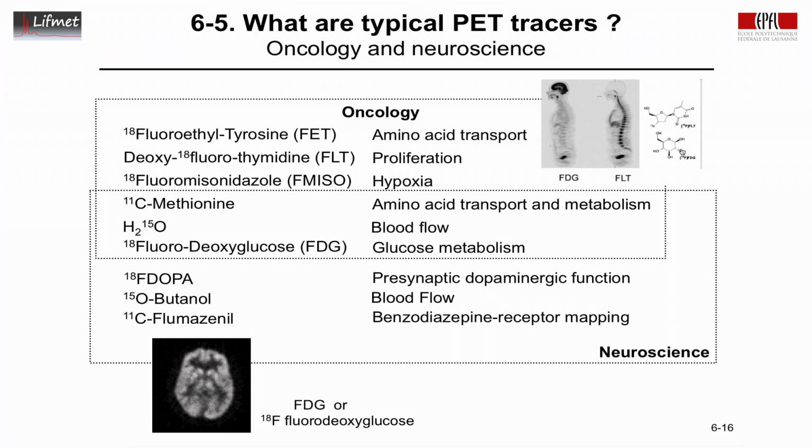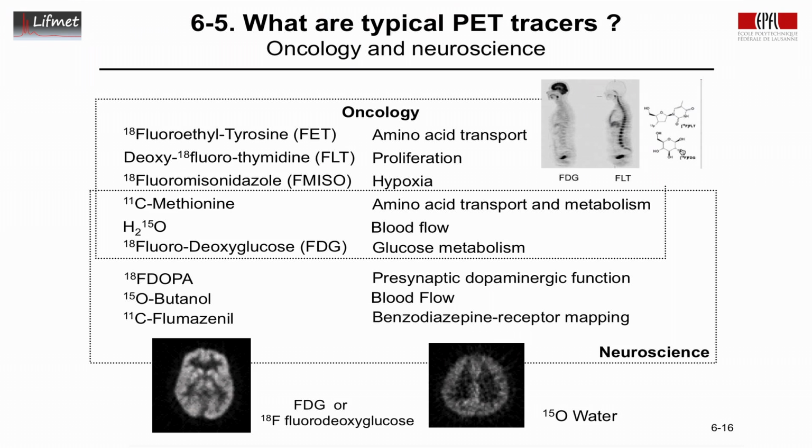And here are now some examples of the brain. This is the FDG scan, fluorodeoxyglucose, and here we have an O15 water scan. We can see that the resolution is quite a bit better with the FDG scan than with the O15 water, and part of the reason has to do with the fact that the mean free path length, or the positron range, of oxygen 15 positrons is longer than that of the fluorine positrons.